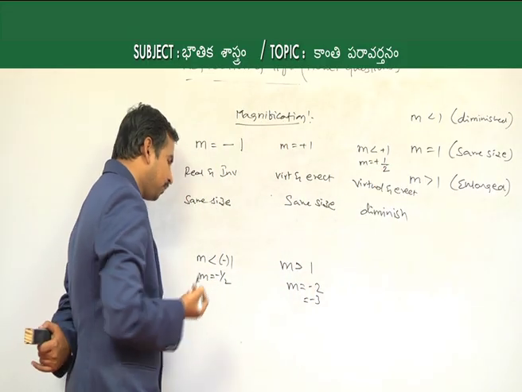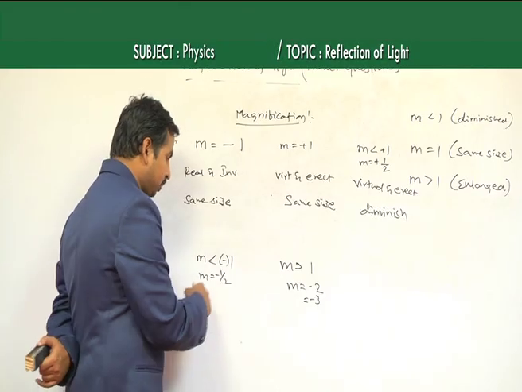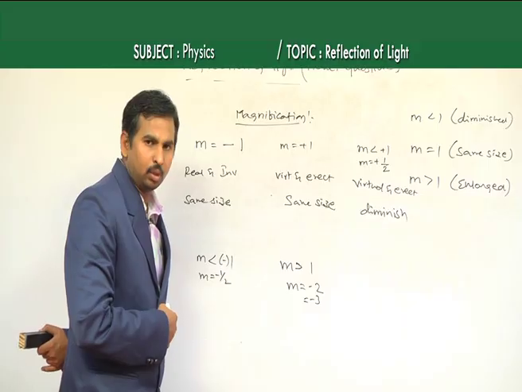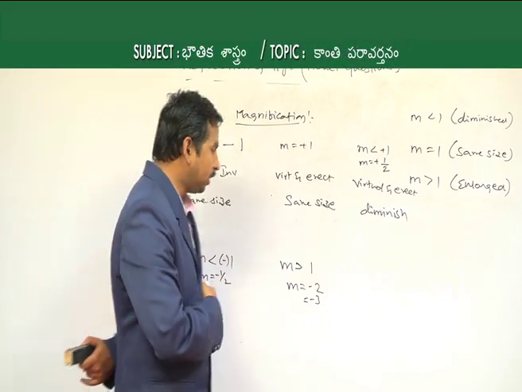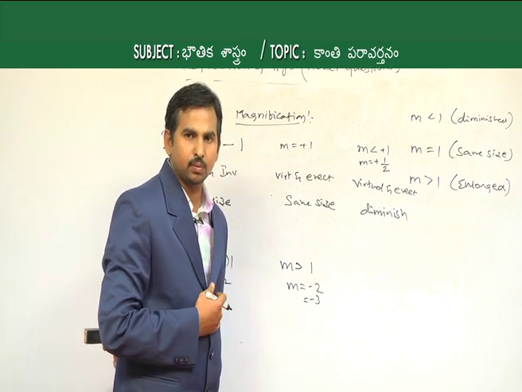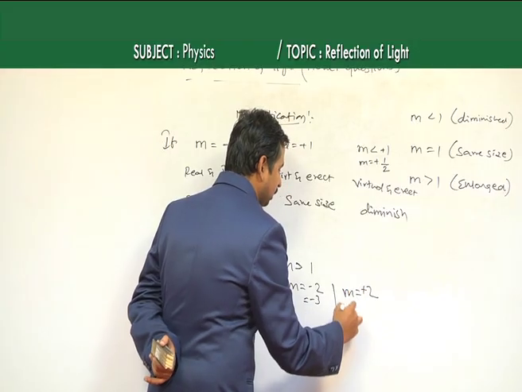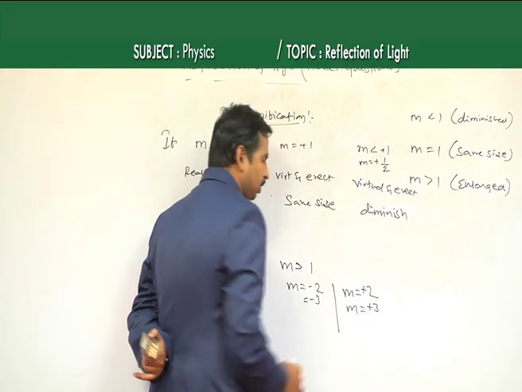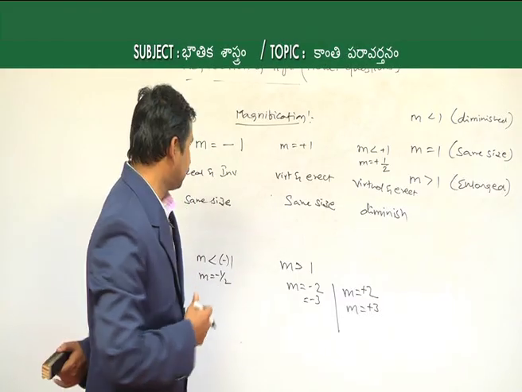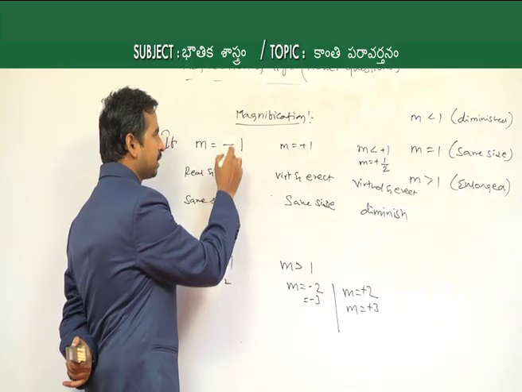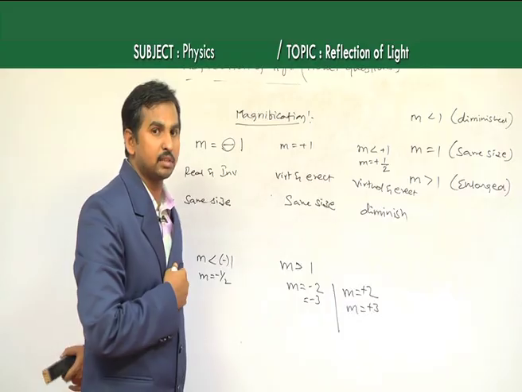And next, the case of m value less than 1, but again with negative values, which means m equal to minus 1 by 2, 1 by 3, 1 by 4 like that, but with minus. And m value greater than 1 with minus values, and sometimes positive values also, m equal to plus 2 or plus 3. In these cases, how do we judge? When you are given m equal to minus 1, as I said, minus represents the inversion and 1 represents the size.